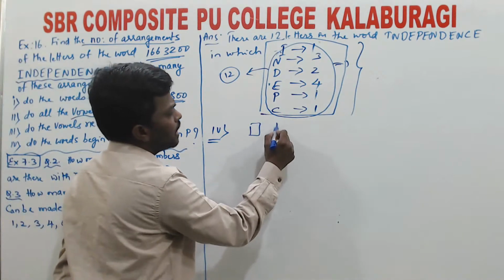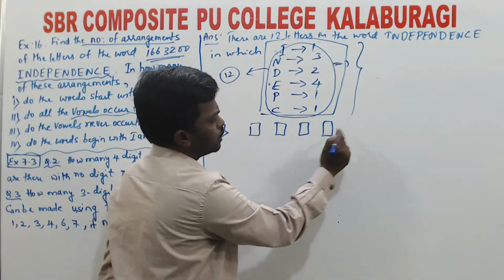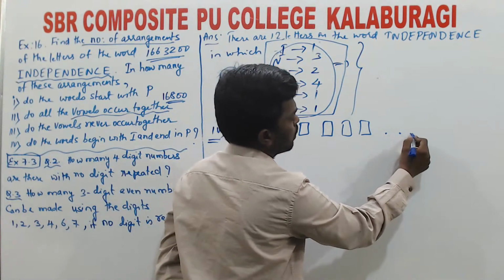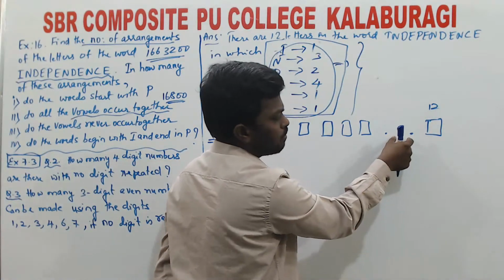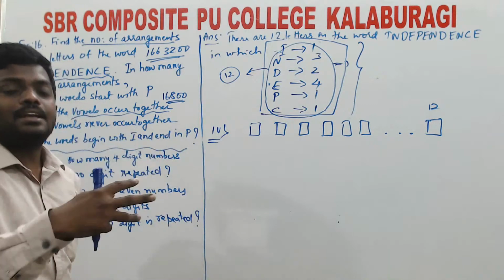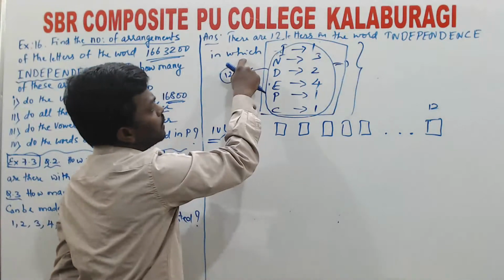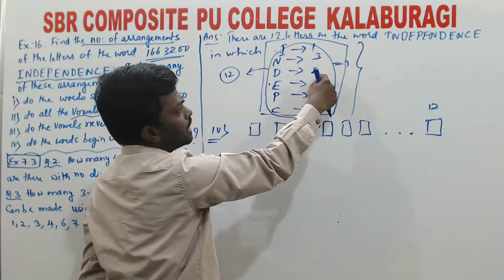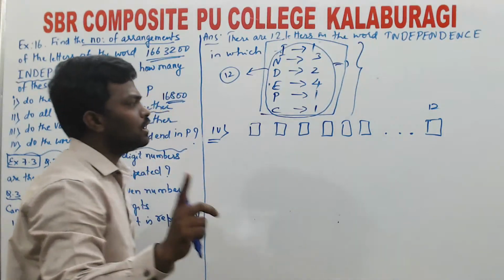How many letters are there in the word independence? 1, 2, up to 12 letters, right? Let me assume this is our last, 12th box. So there are 12 letters in the word independence, in which I appears one time, N appears three times, D appears twice, E appears four times, and P and C also appear once.